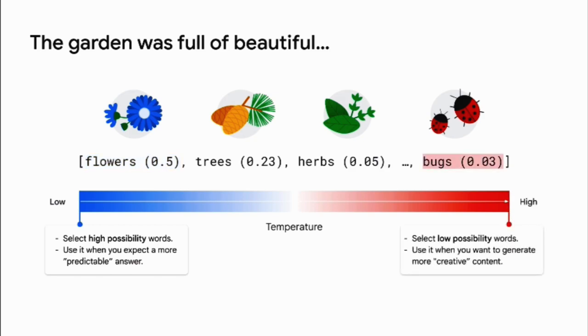variation. High temperature means to select the words that have low possibility and are more unusual. In this case, those are bugs and the other words that are located at the end of the list. This setting is good if you want to generate more creative or unexpected content.